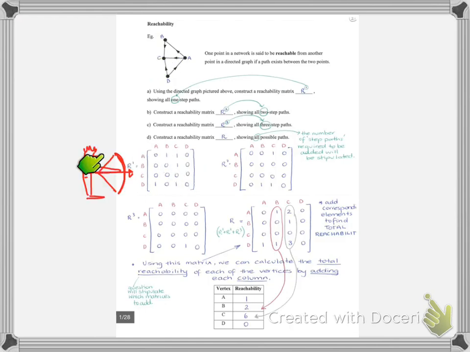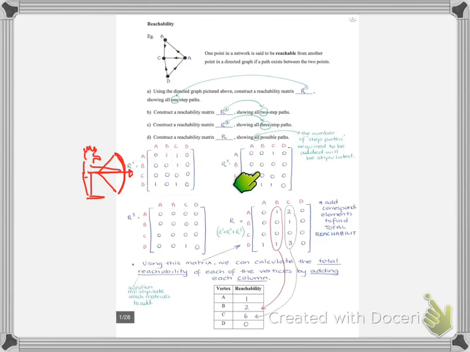Now you might like to think of it as a bowman on the side who is firing arrows from each of these vertices. So for example, if he's firing an arrow from B, he's able to reach C. If he's firing an arrow from D, he's able to reach A, and he's also able to reach C. And these reachabilities are one-step reachabilities. He's able to reach A from D in 1 step, and he's able to reach C in 1 step.